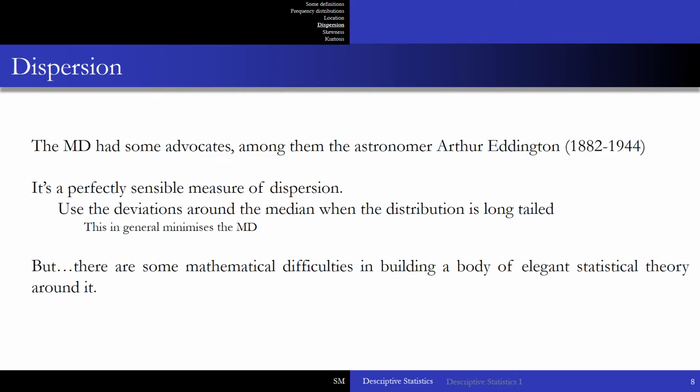The mean deviation had some influential advocates, among them the astronomer Arthur Eddington. It is a perfectly sensible measure of dispersion. We can also add a twist to it. We can use, instead of deviations around the mean, deviations around the median, and this is particularly useful when the distribution is long-tailed. In fact, it turns out that if we do this, in general, this minimizes the mean deviation. But, and this is a very big but, there are some mathematical difficulties in building a body of elegant statistical theory around the mean deviation.